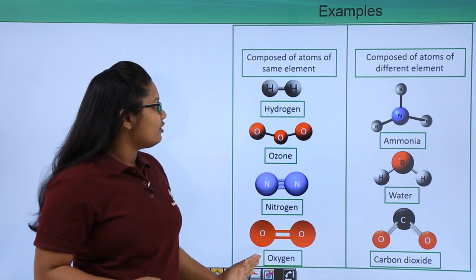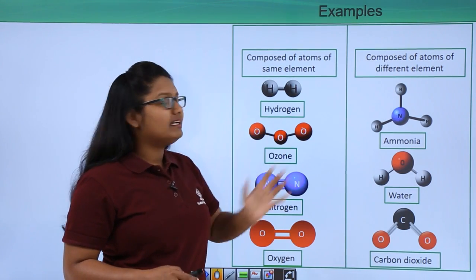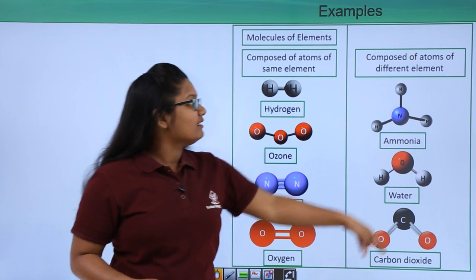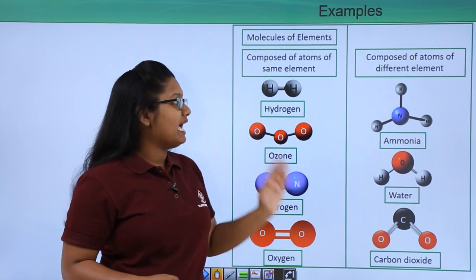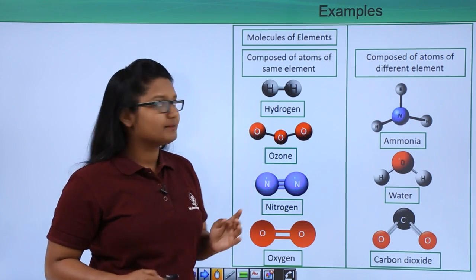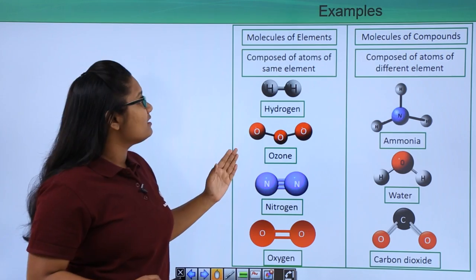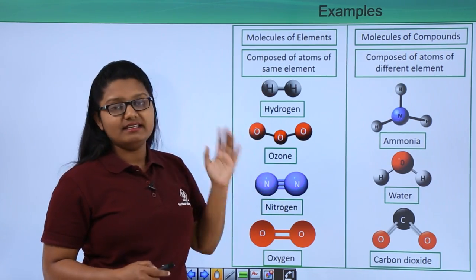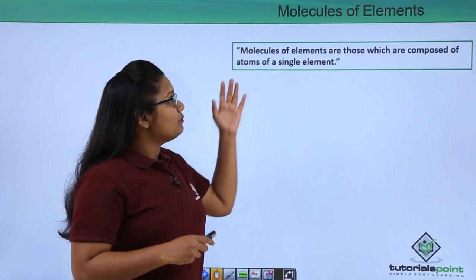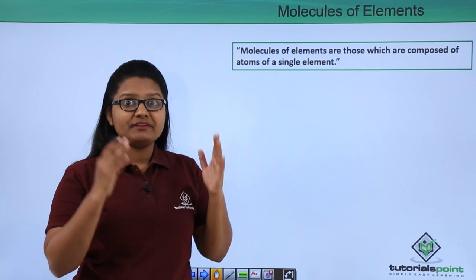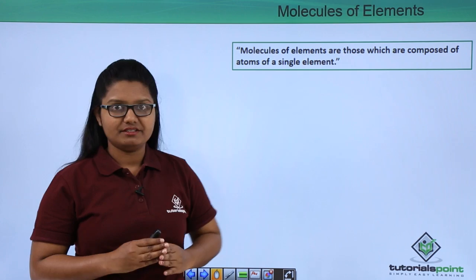Now this set of molecules with the same atoms are said to be molecules of elements, and the other set of molecules which have atoms coming from different elements are said to be molecules of compounds. Now let us look at the molecules of elements in detail. Now the molecules of elements are defined as those molecules which have atoms coming from the same element.